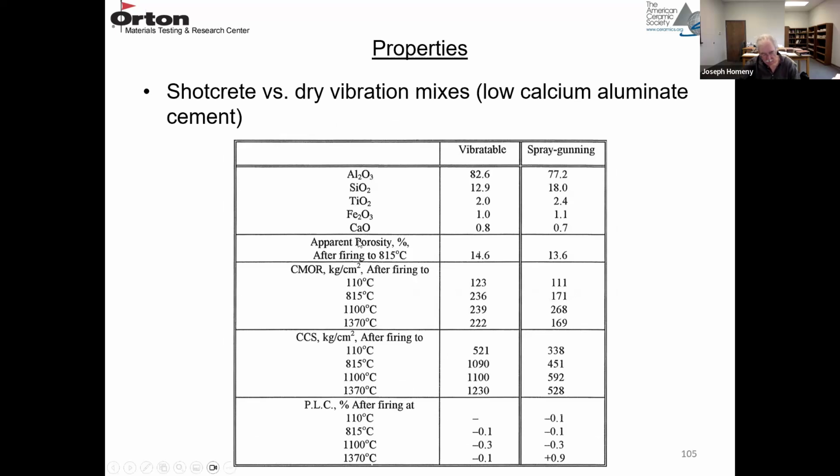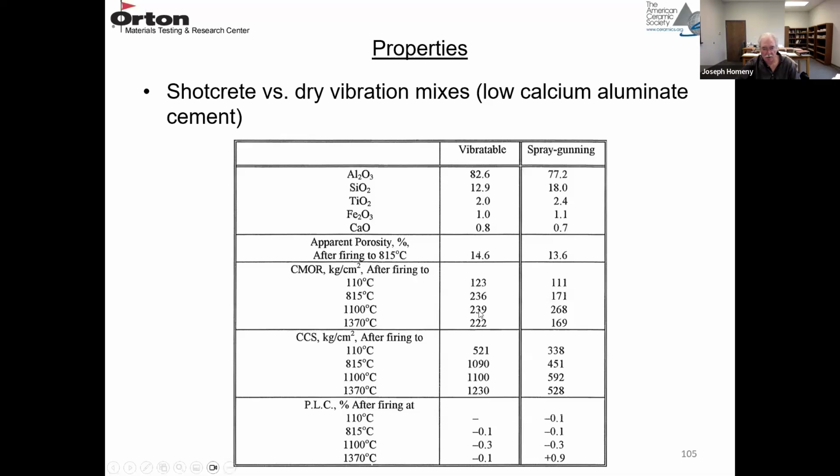And the last slide here, I'm just comparing a shotcrete with a dry vibratable. And these are low calcium aluminate cement materials. So this is a vibratable and this is a gunning mix. It's sprayed, so it's a shotcrete. And they're both pretty high alumina contents, so they're not that different in chemistries. And they're producing pretty low porosities at 815 degrees C, about 14%.